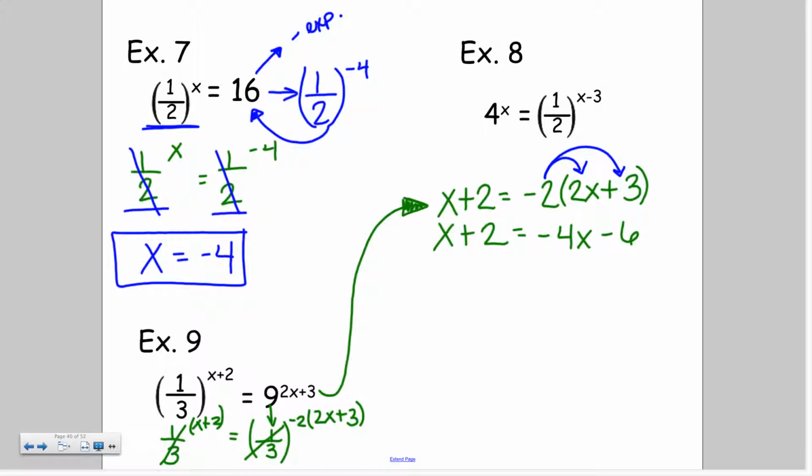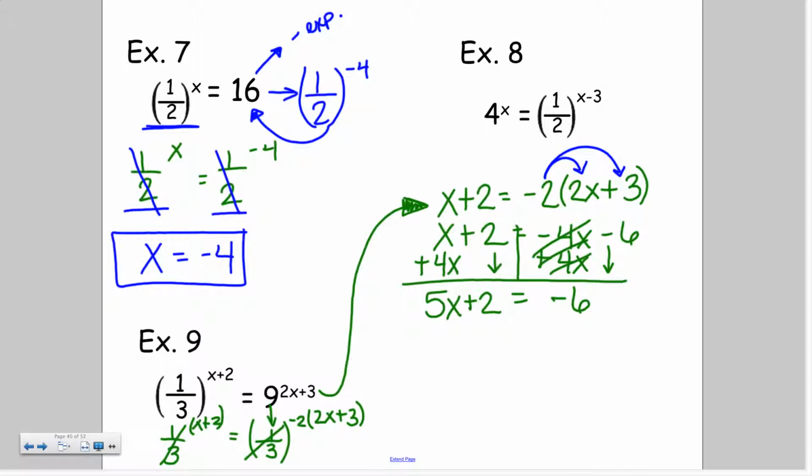All right. Now I'm going to add 4x to both sides. So go ahead and combine like terms. So add 4x. 4x plus x is 5x. Bring down that 2. Negative 4x plus 4x is 0, and then is equal to negative 6. So just bring it down. Now I'm going to subtract 2 from both sides. So 5x, 2 minus 2 is 0, is equal to negative 6 minus 2, negative 8.